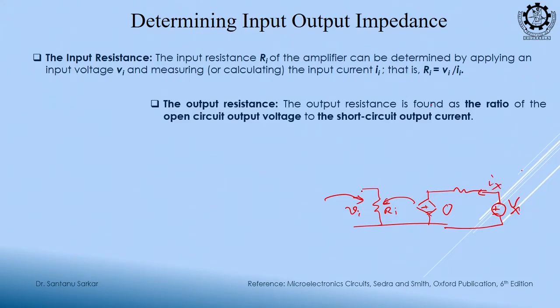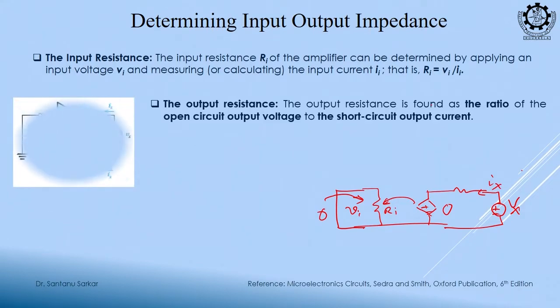So, what can we do? We can short this voltage. So, this is 0, and this will also come as 0, as if this effect is not there. Okay. So, what is written, you see, the output resistance is found as the ratio of the open circuit output voltage to the short circuit output current. Open circuit output voltage to the short circuit output current.